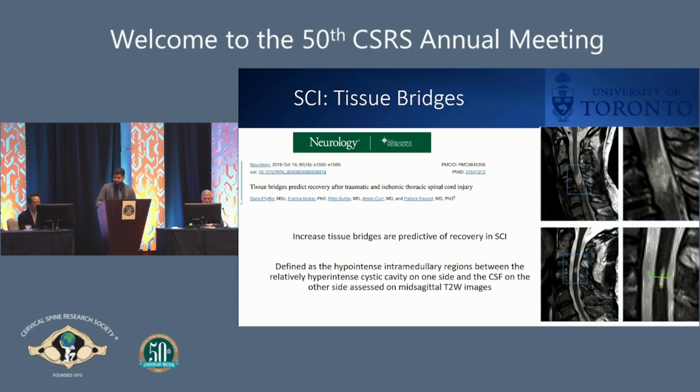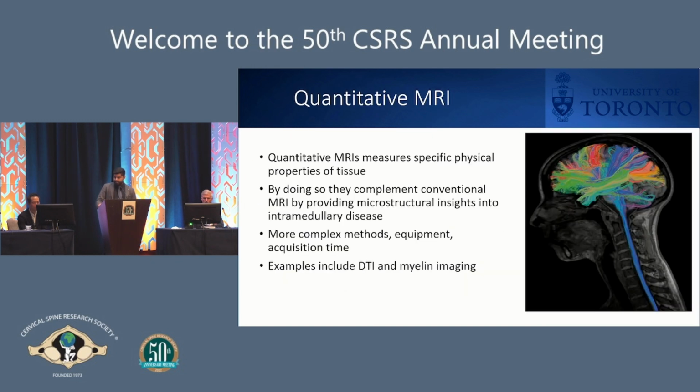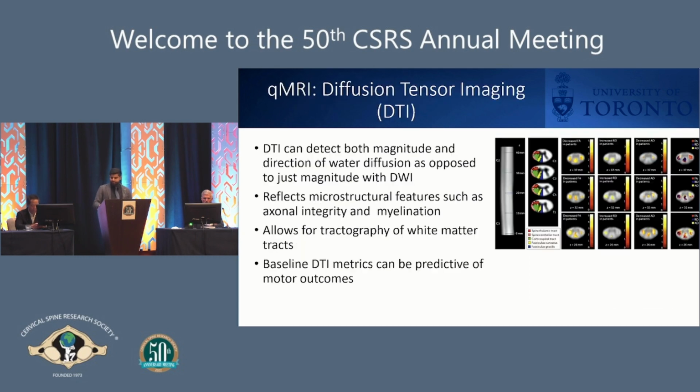So tissue bridges essentially represent areas of healthy cord surrounding the hyperintense cystic cavity. Moving on to some of the newer quantitative approaches of MRI. The difference here from conventional MRIs is that specific physical parameters are isolated and measured to give further insights into the microstructural integrity of the cord. These approaches are more complex as they often require specialized software and longer acquisition time, with manual analysis of the measurements.